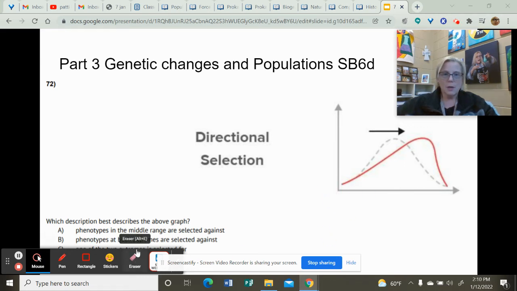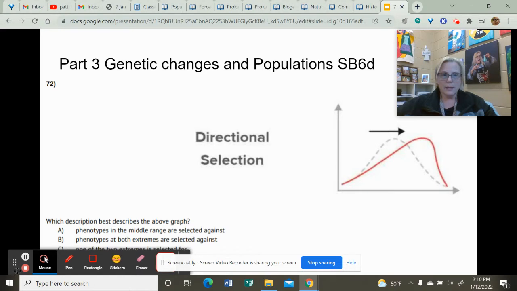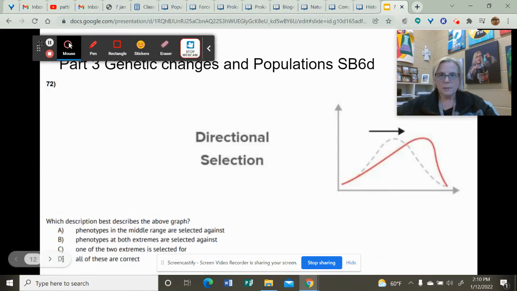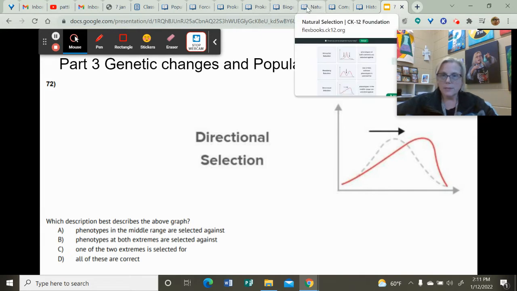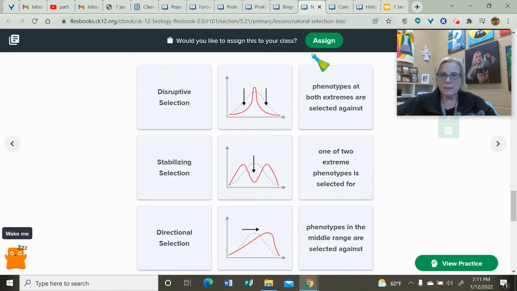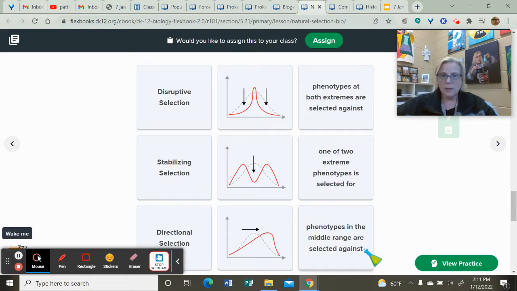This question, we are on a section called the forces of genetic changes in populations. It's our biology standard SB6D. I got this directly from a CK12 assignment, which was natural selection. I had this on several tests.